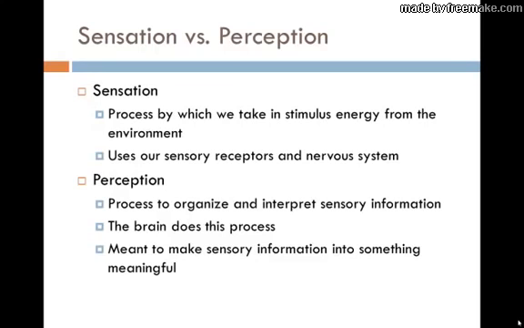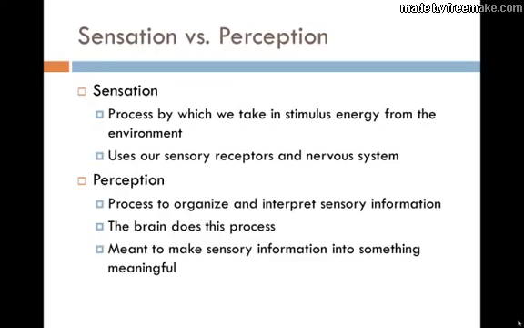And perception is the process in which we organize and interpret that information. So sensation is just the energy coming to us through our senses, and perception is where we organize that and make that information into something meaningful. And our brain is really what does this process.